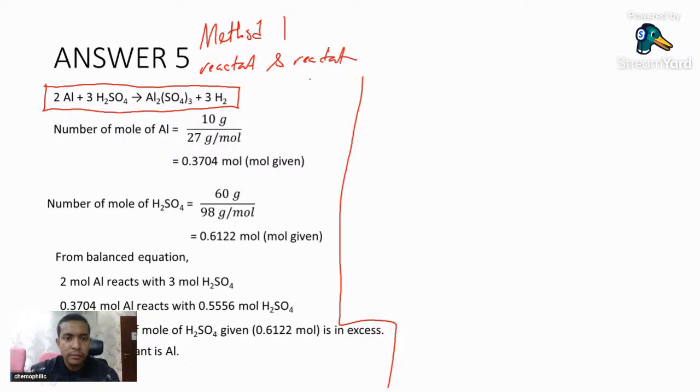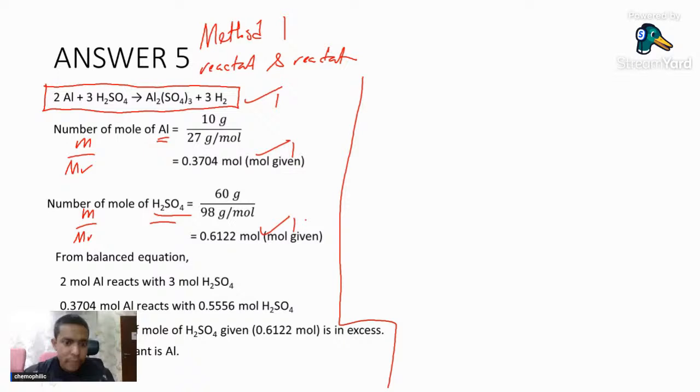When you use this method, you still need to calculate the number of moles first. The question gives you the mass of Al and also the mass of sulfuric acid. So you calculate the mole, which is mass over molar mass. If I want to answer Shasha's question just now, how many marks are usually given? For the balanced equation, 1 mark. When you calculate the mole of each reactant given, you get 1 mark each. 1 mark, 1 mark. So here we already have 3.